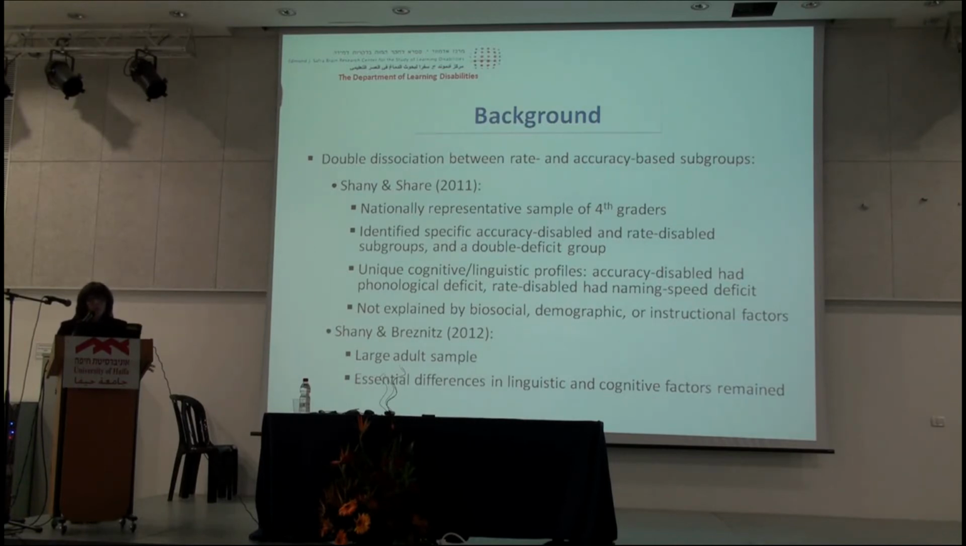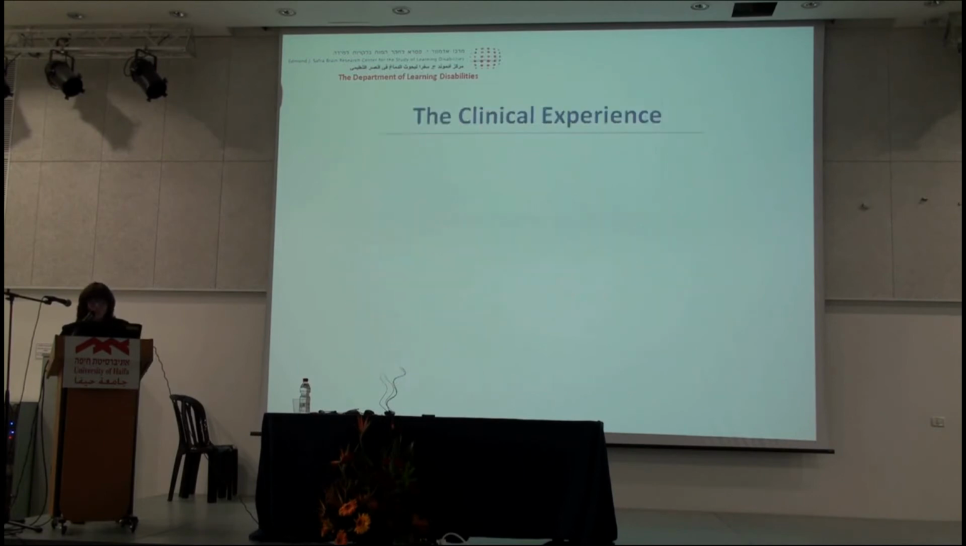With Tria, we published in 2012 data about adults. We had a large sample of 900 adults, and actually we presented essential differences in linguistic and cognitive factors, and they remain like in children. The interesting thing was that in this large sample of adults, we could not find so many double deficit students, probably because when you have double deficit, you don't always reach the university level.